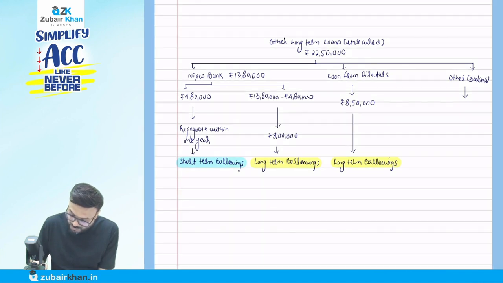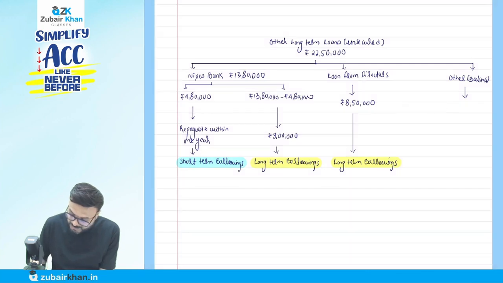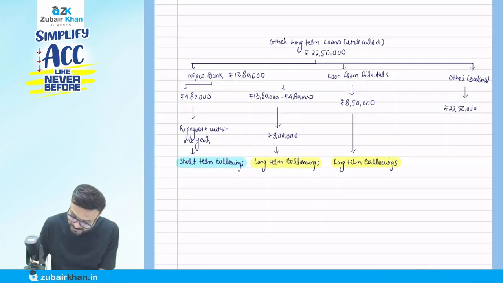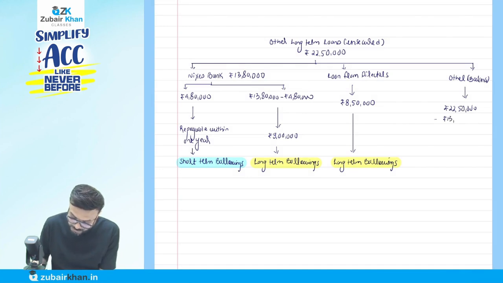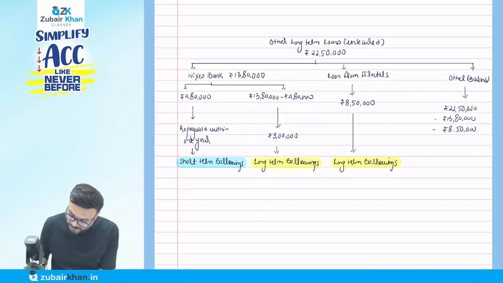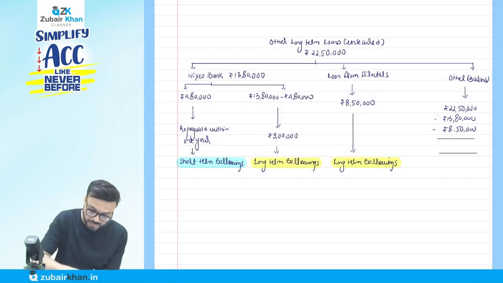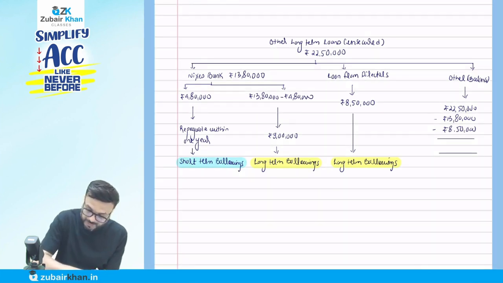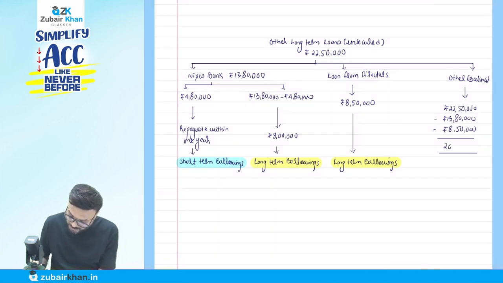Now remember that in this 22 lakh 50,000, there is 13 lakh 80,000 from the Nixes Bank, then here 8 lakh 50,000. So this balance is going to come: 22 lakh 50,000 minus 13 lakh 80,000 minus 8 lakh 50,000. How much is coming here? 20,000. So this 20,000 is a long-term borrowing, but understand the difference here.